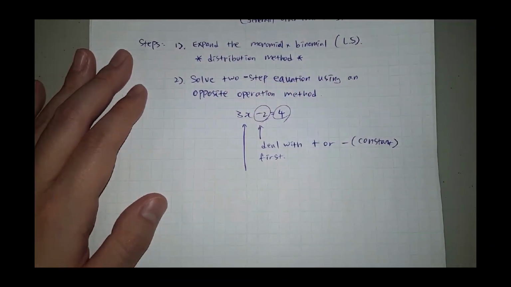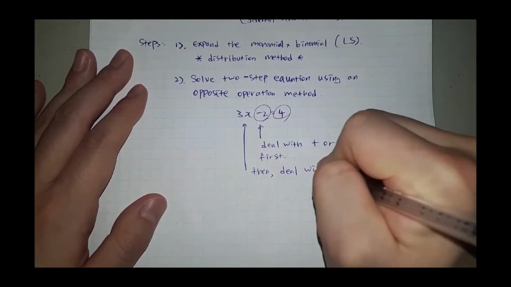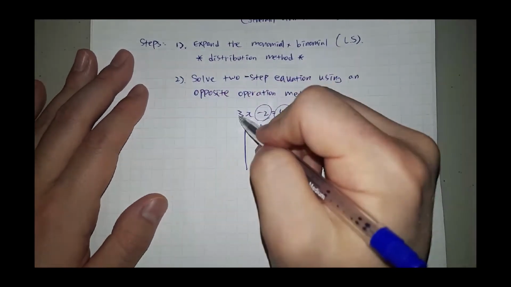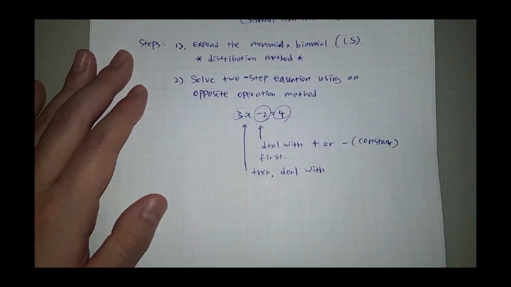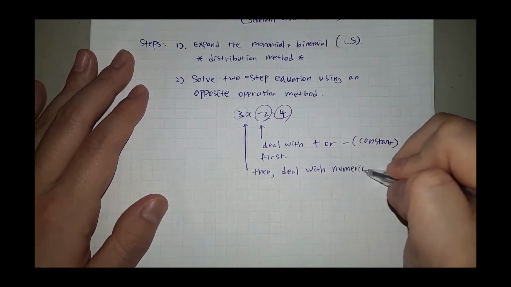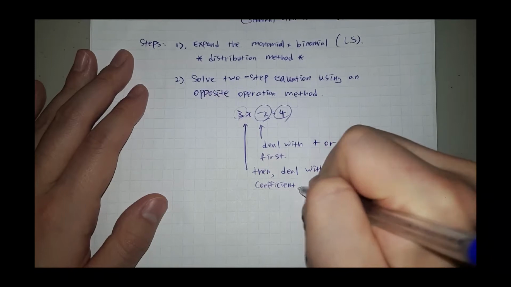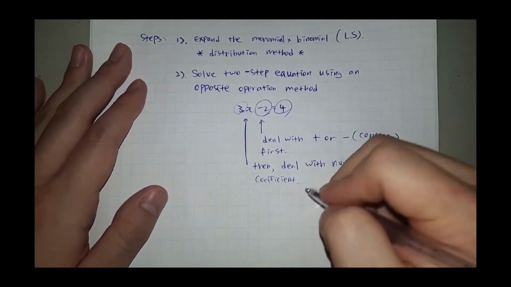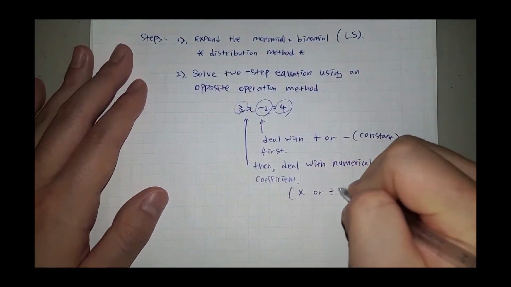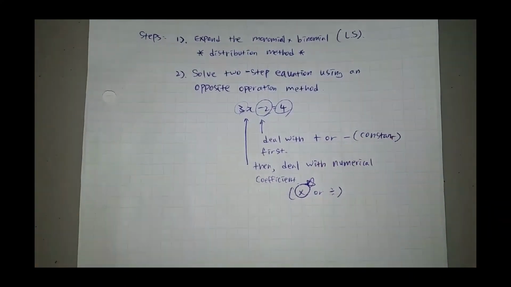Then deal with our number that is adjacent to the symbol, which is known as the numerical coefficient. In this case, it is the one that is either multiplying or dividing, but in grade 8, we are going to look at the multiplication part, of course. Have that in your mind.